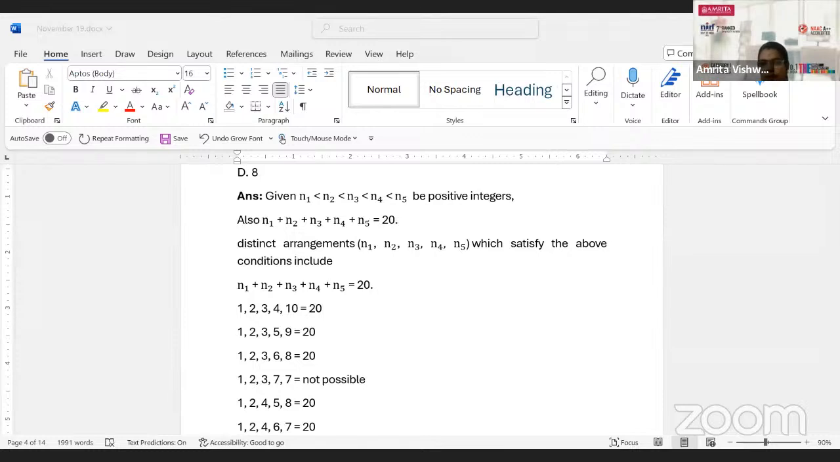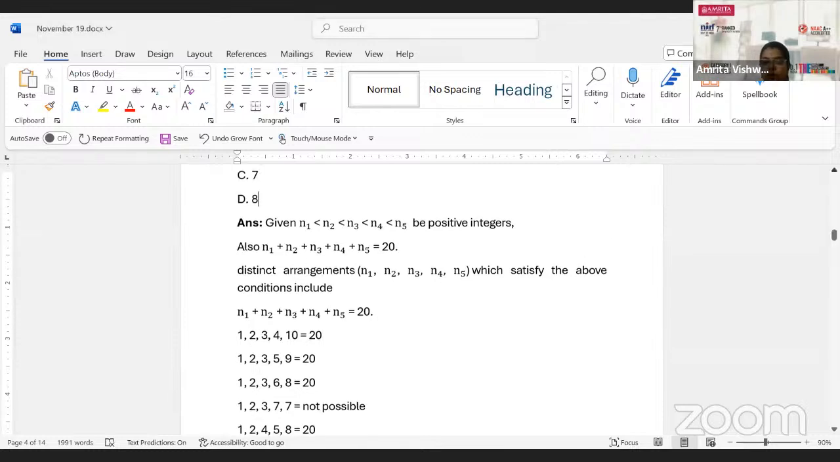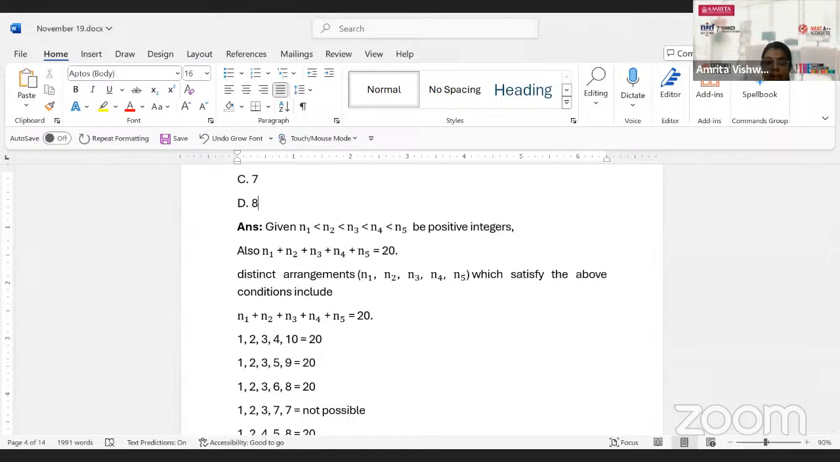So here, I'll just repeat it once again. We are having two conditions. N1 to N5 are the numbers. N1 less than N2 less than N3 less than N4 less than N5. That is one thing. And their sum has to be 20. That's what the second one is.